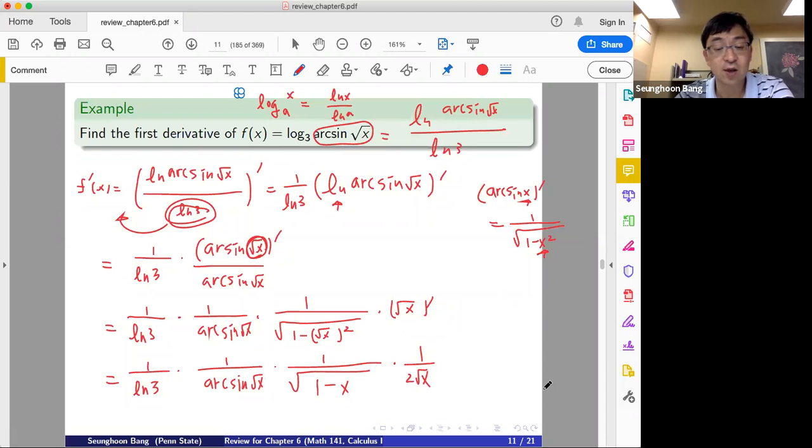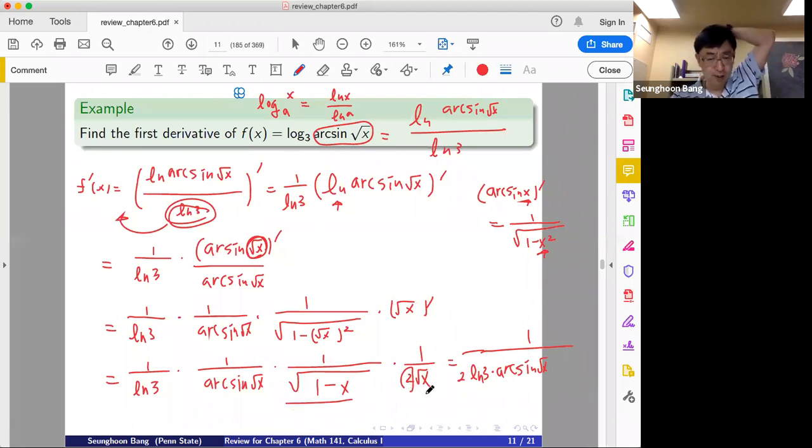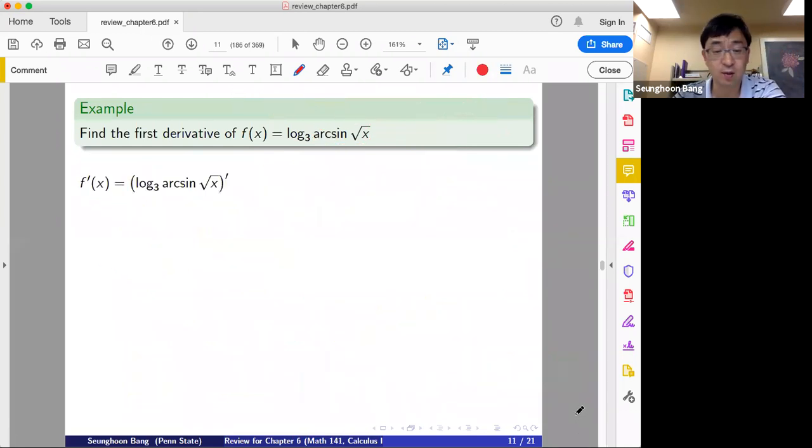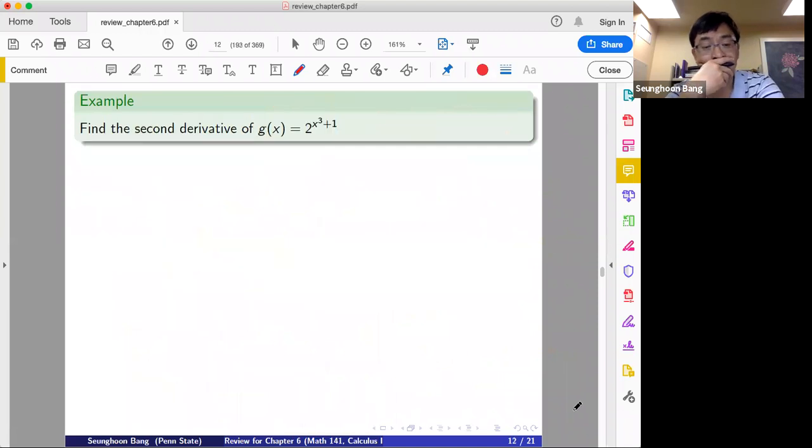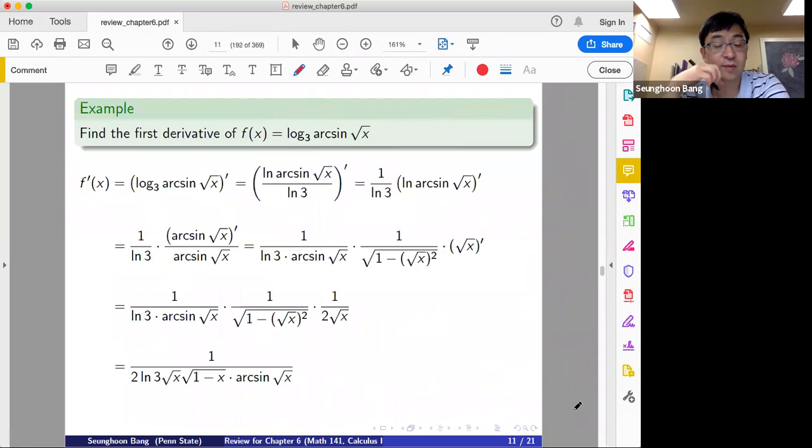This is the idea. We have this kind of answer. The next step, combine. We have 1 over ln of 3 times arcsine of root x times, the 2 is here, take out the 2. Only combine root of 1 minus x and root x, which gives the square root of x times 1 minus x. So we have it. That's the whole idea for solving this problem.